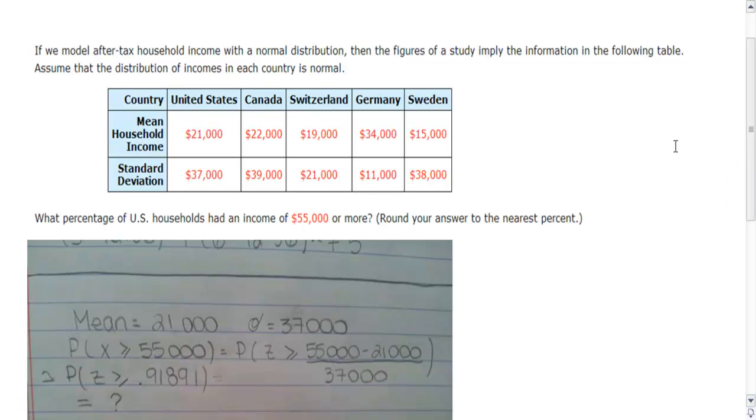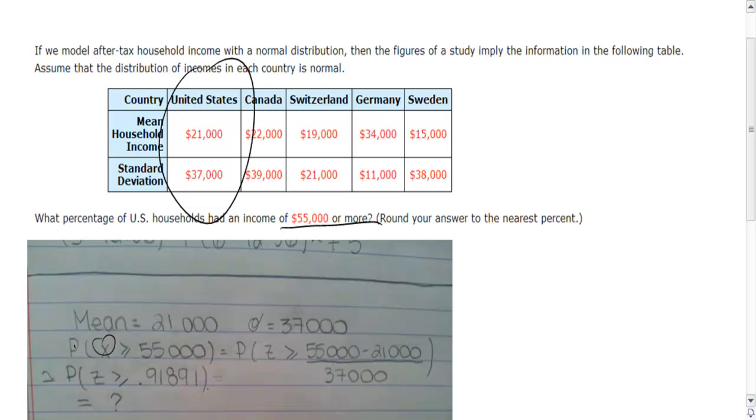Okay, so let's make sure you're on the right track here. They're asking for what percentage of U.S. households had an income of 55,000 or more. So you correctly identified the right column. You said there's the mean of 21,000 with standard deviation of 37,000. So therefore, we're saying what's the probability that somebody, the x value, is greater than or equal to 55,000.